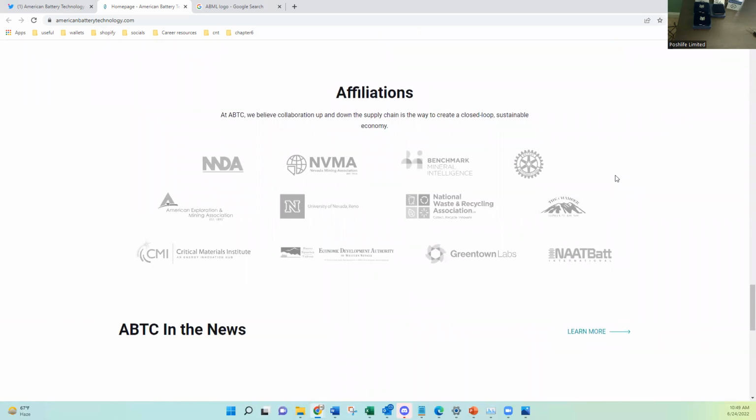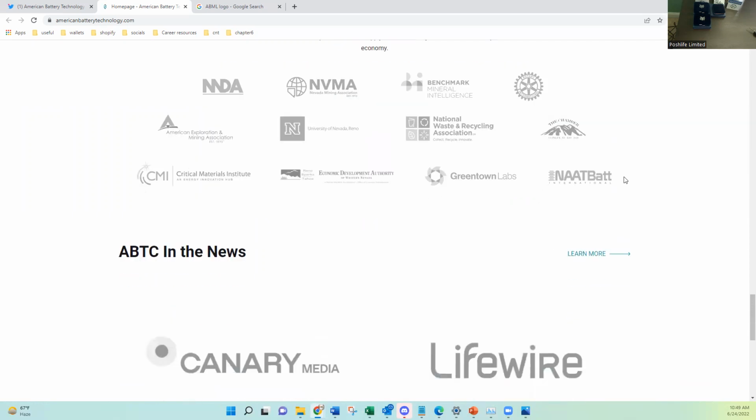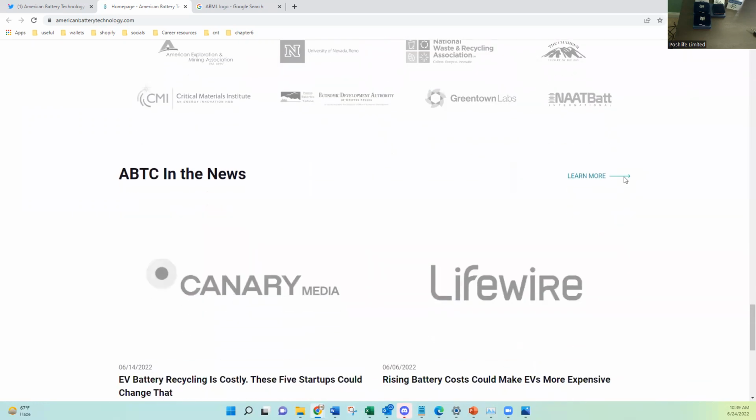Then just going over some of their affiliations. We got Benchmark Mineral Intelligence, National Waste and Recycling Association, Net Battery International, the Economic Development Authority of Western Nevada, the Critical Minerals Institute, American Exploration and Mining Association, the University of Reno, Nevada, just to name a few. But there's so many more. They got Greentown Labs, Department of Energy Grants.